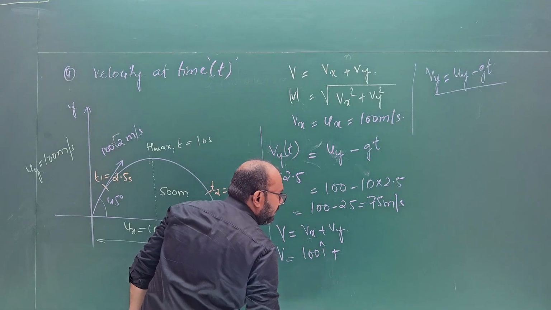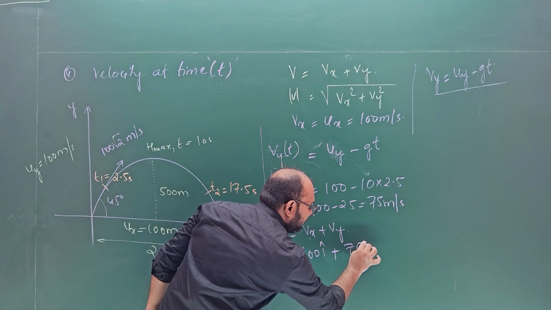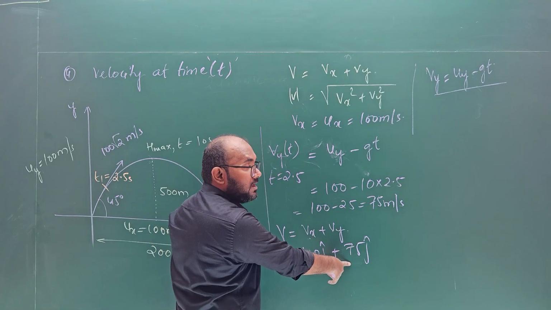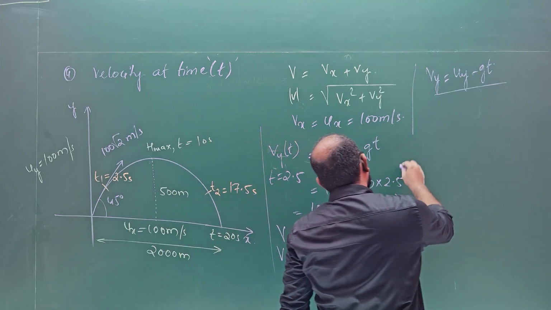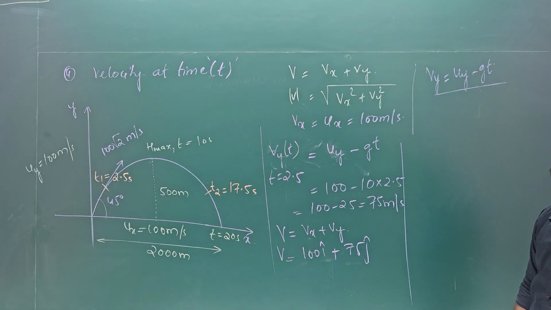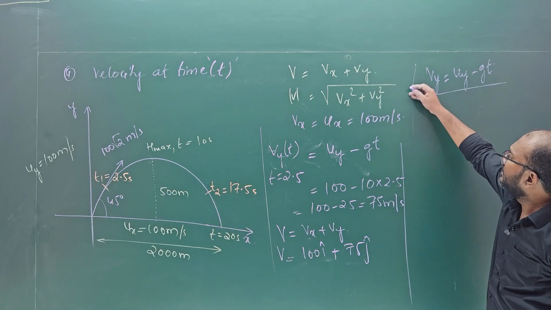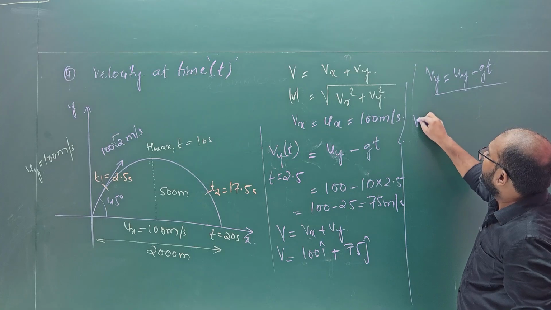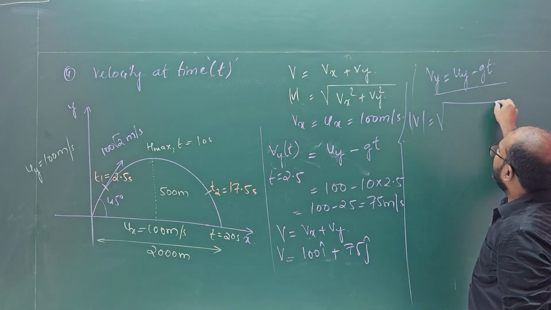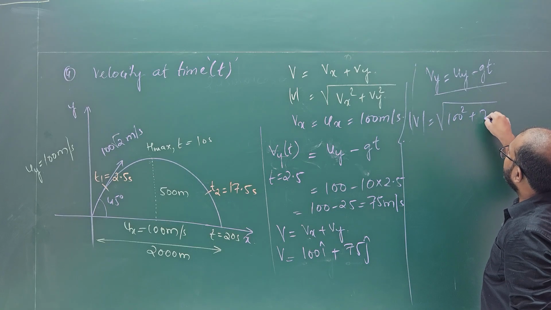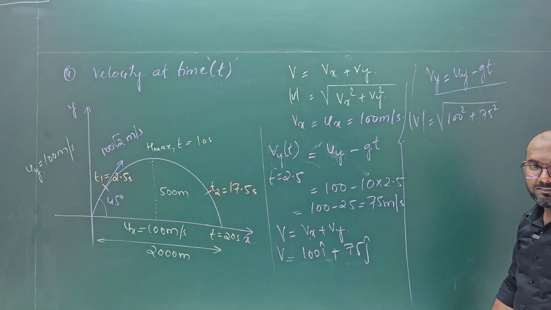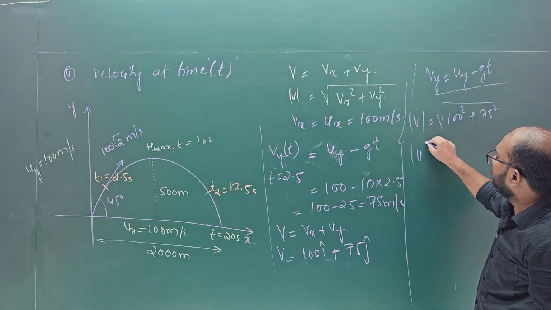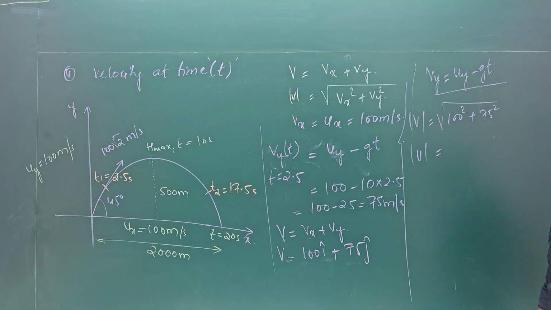100 i cap plus 75 j cap. So this is your velocity along the x-axis, and this is your velocity along the y-axis. Similarly, if someone asks you the magnitude of this, I will be using this equation to calculate what? The magnitude. So can I say V is nothing but the square root of 100 squared plus 75 squared? Yes or no? So calculate this and tell me. V is equal to how much?